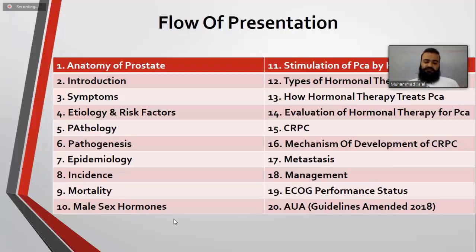Then we will go to the introduction, then symptoms of prostatic carcinoma, then etiology and risk factors of prostatic carcinoma, incidence, mortality, what are male sex hormones, how stimulation hormones, types of hormonal therapy for prostatic carcinoma, how hormonal therapy treats prostatic carcinoma, evaluation of hormonal therapy for prostatic carcinoma, and castration-resistant prostate cancer, mechanism of development of castration-resistant prostate cancer, metastasis of castration-resistant prostate cancer, management of castrate-resistant prostate cancer, and what are ECOG performance status and American Urological Association guidelines about castration-resistant prostate cancer.